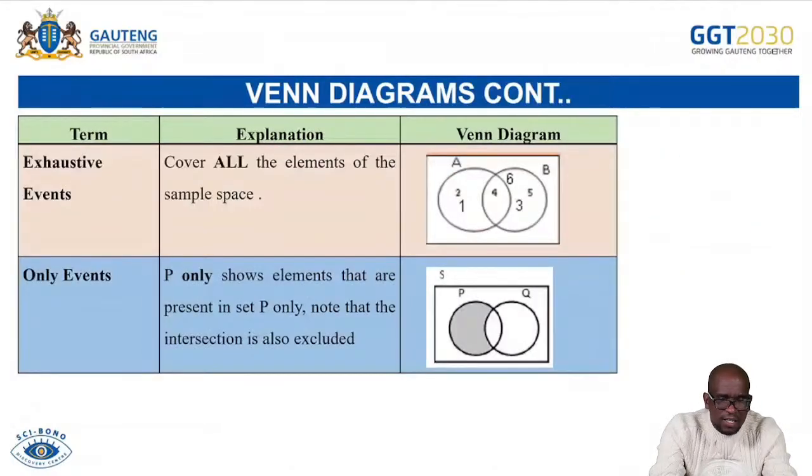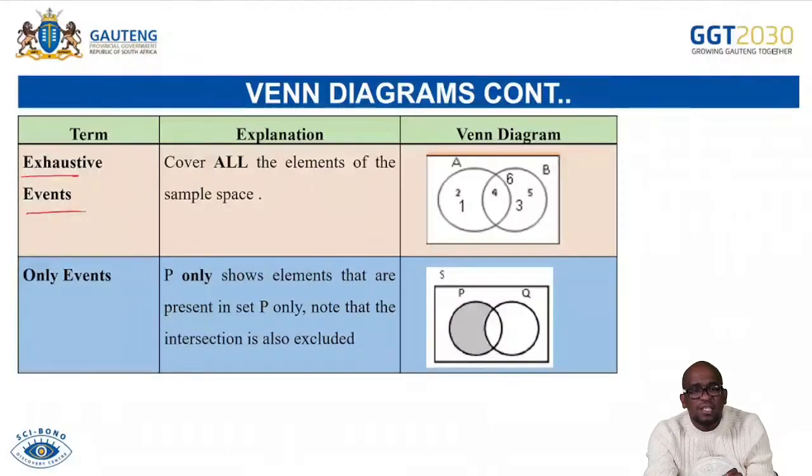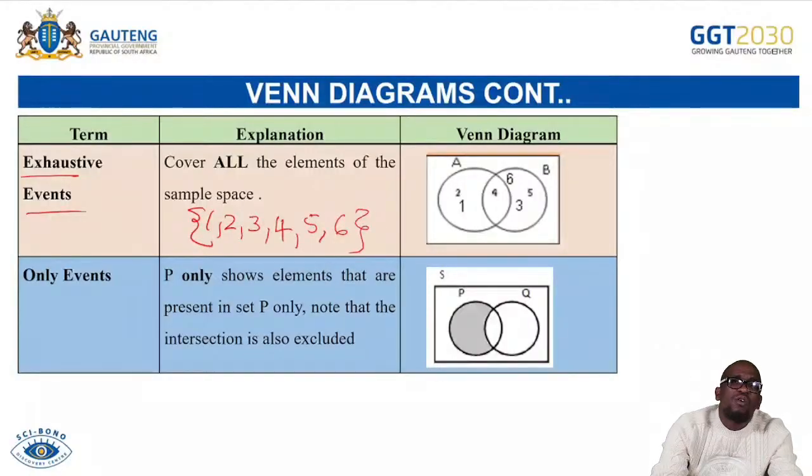Still on our Venn diagrams, we want to look at the concept of exhaustive events. We use Venn diagrams to explain the concept of exhaustive events. They cover all elements in the sample space. I'm using an example here. When you roll a six-sided die, your outcomes would be 1, 2, 3, 4, 5, 6. When you roll that die, you can get any of these numbers.